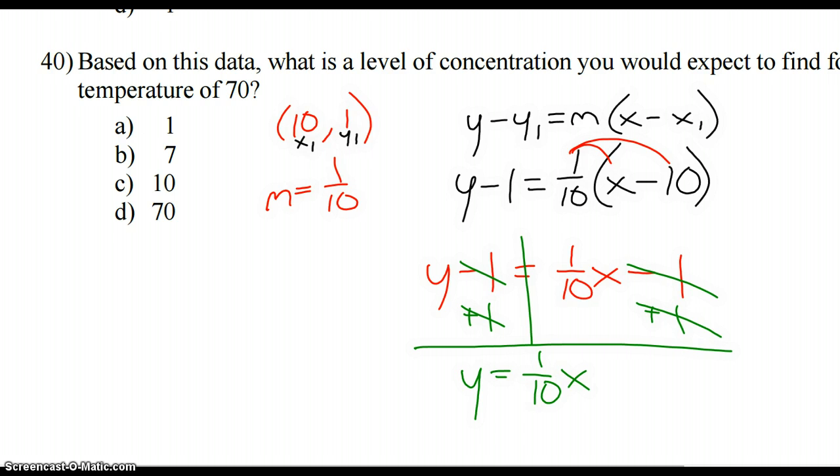So then we take our prediction, or what we want to find out, 70 for an input. Well, 70 times 1/10 is 7. Alright? And it would have been easy to eliminate a bunch of these. And 7 really is the only logical choice there. But it is always good to check. So there we go. That is the MCA packet.